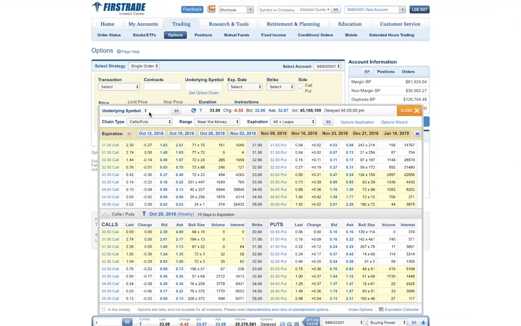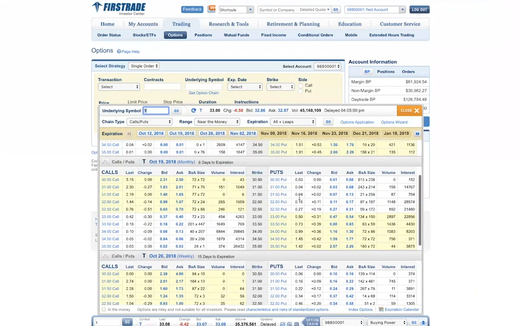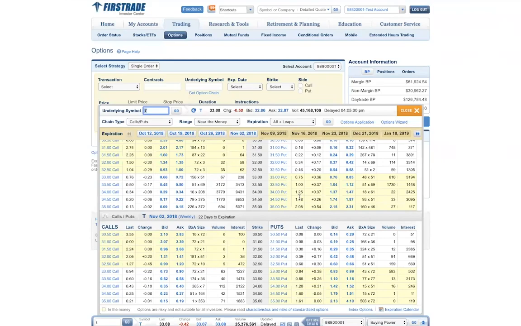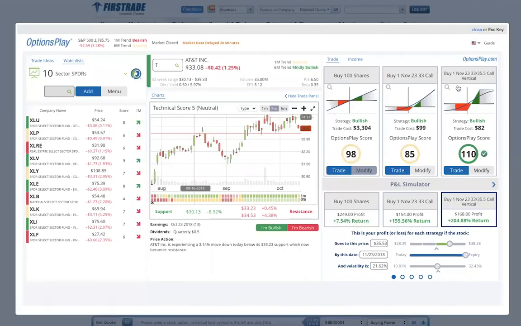So if I'm looking at AT&T here and I'm expecting AT&T to go up 5% on earnings, how do I know which strategy to pick and what my outcome will be if AT&T goes up by $5? You can't do that from an option chain, and that's really why we created Options Play.